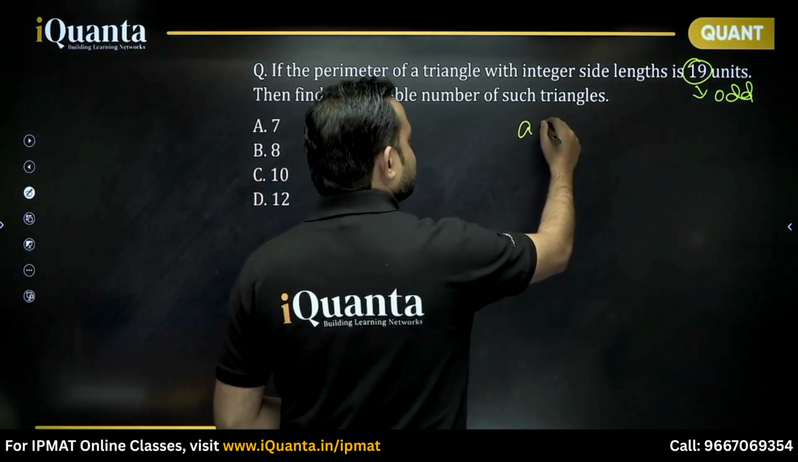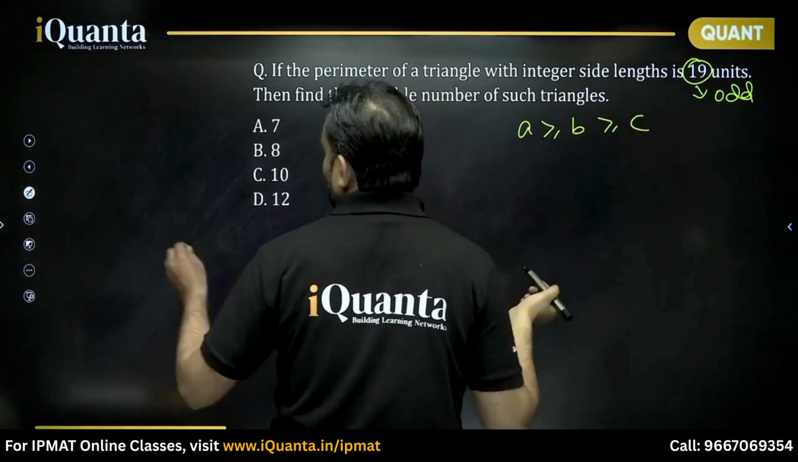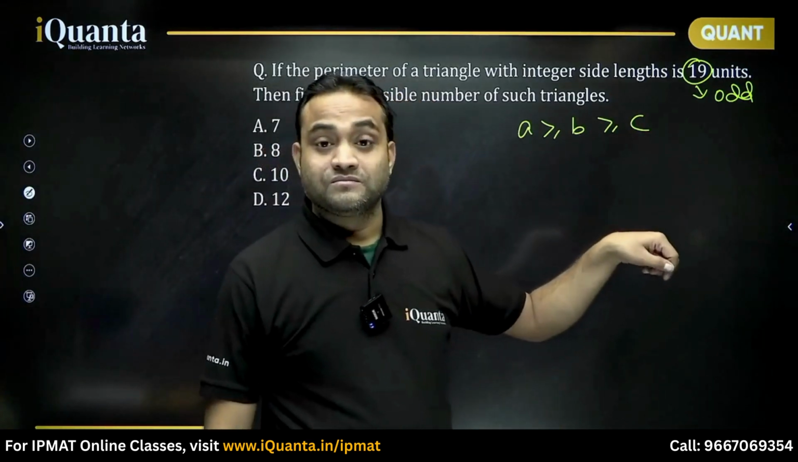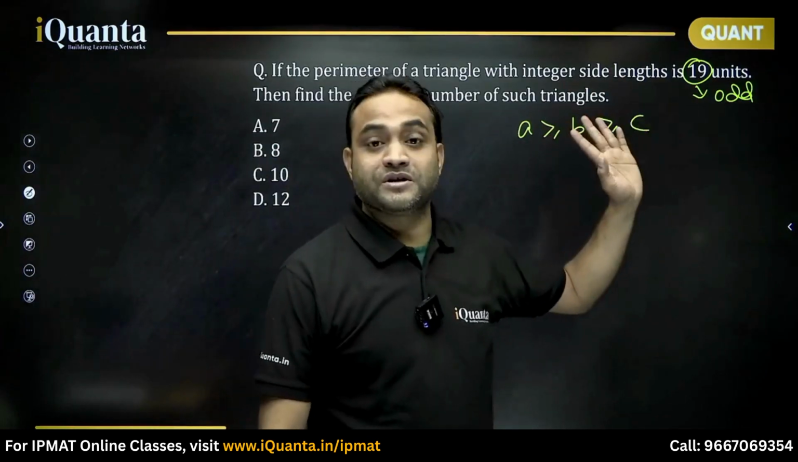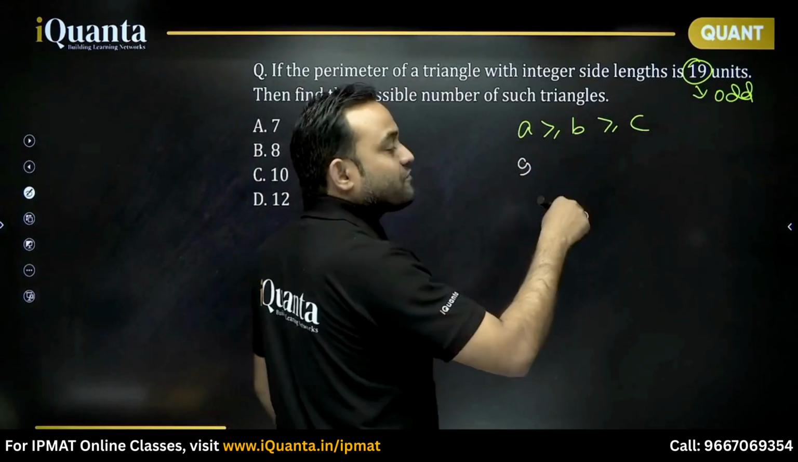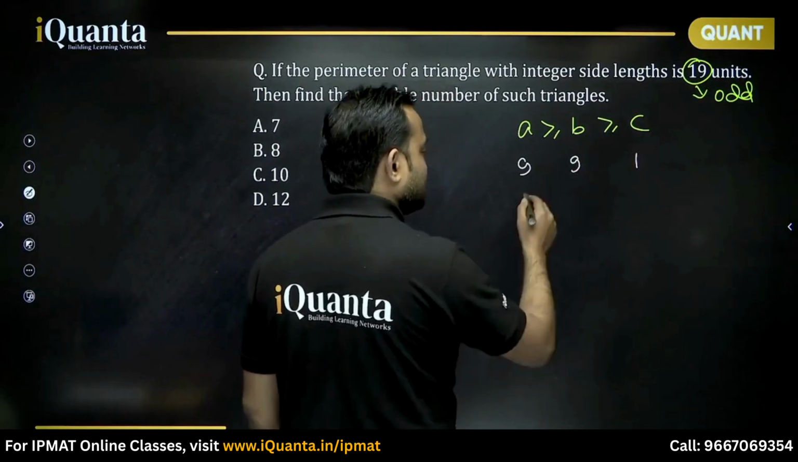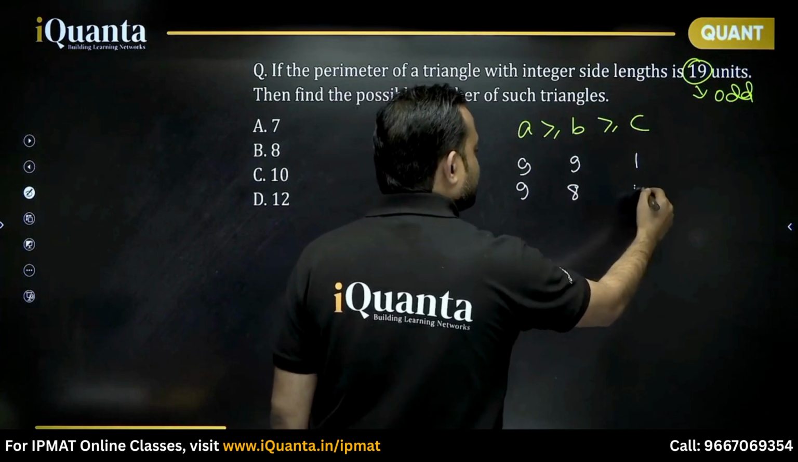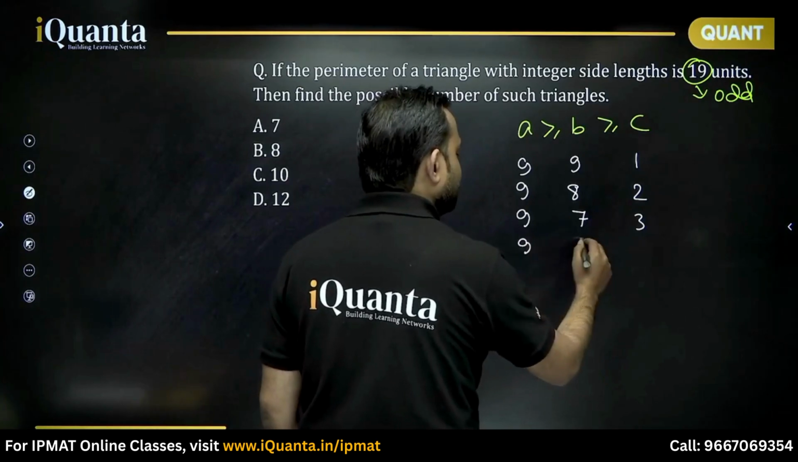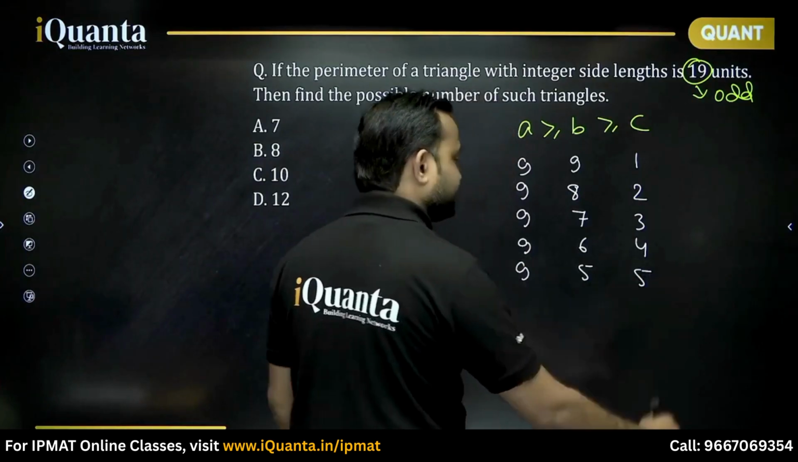So if A is greater than or equal to B is greater than or equal to C, then what will be the possible side lengths? Now the greatest value of A must be less than half of the given perimeter. 19 by 2 is 9.5. So the greatest value must be 9. The sum of the rest of the two sides must be 10. So 9, 9, 1. 9, 8, 2. 9, 7, 3. 9, 6, 4. 9, 5, 5.